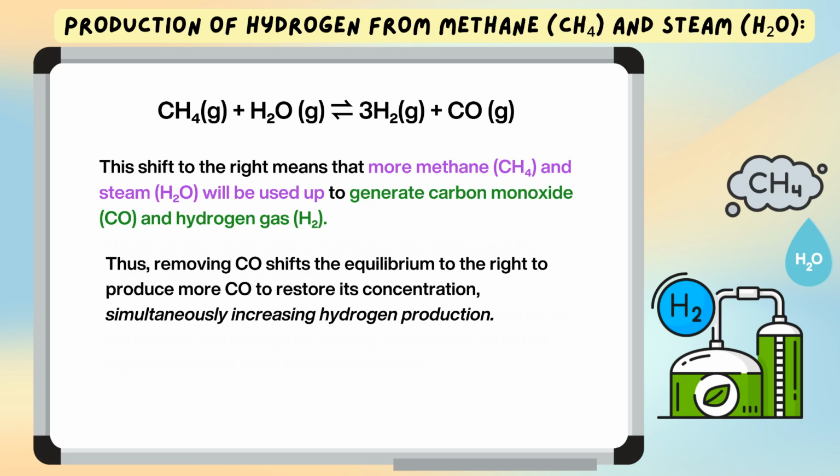Thus, removing CO shifts the equilibrium to the right to produce more CO to restore its concentration, simultaneously increasing hydrogen production.